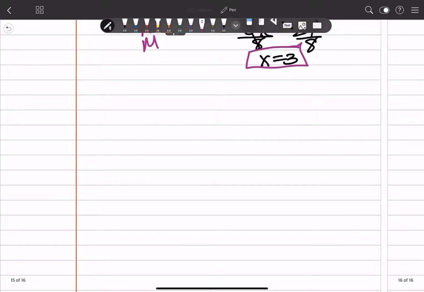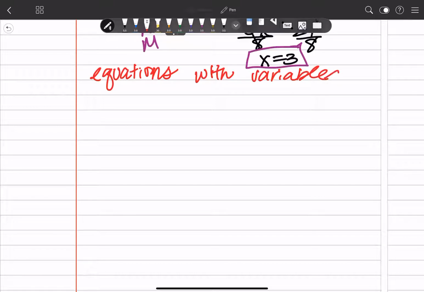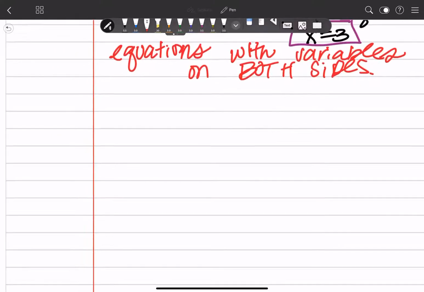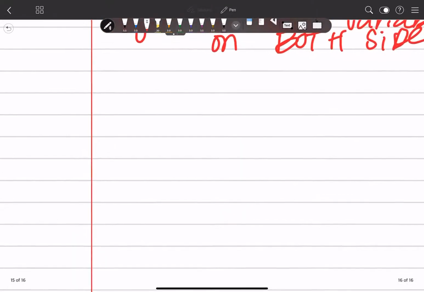All right, now here it is. These are going to be equations with variables on both sides. All right, so I am going to start off with example 4 here.